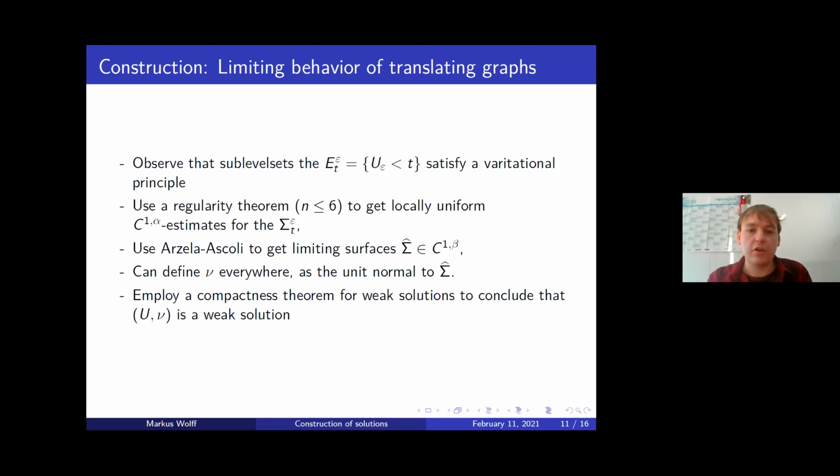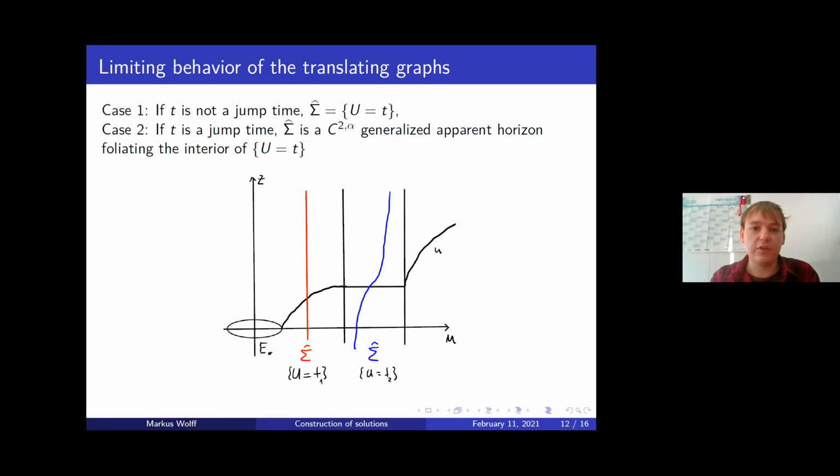And then employing a compactness theorem, we have constructed this weak solution. To further elaborate on this definition of nu from these limiting surfaces, we can distinguish between two cases. If, for example, t is not a jump time, then we can show that this limiting surface is just the level set of our candidate U. And therefore, this notion of nu as gradient U divided by the modulus of gradient U is satisfied.